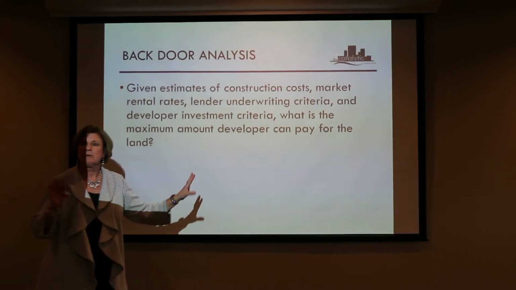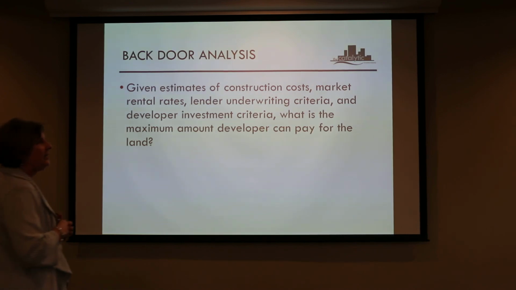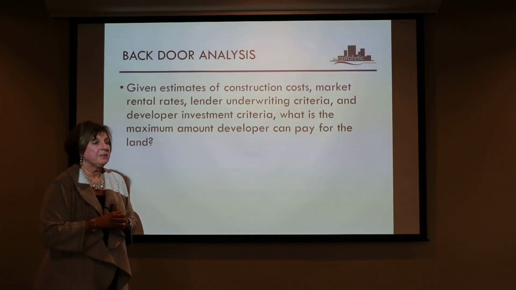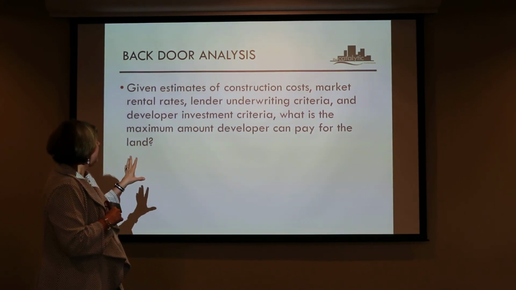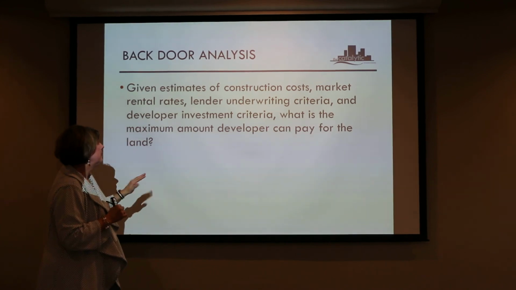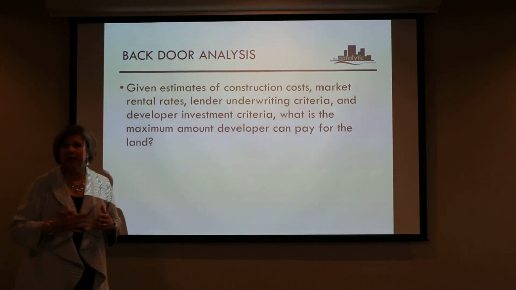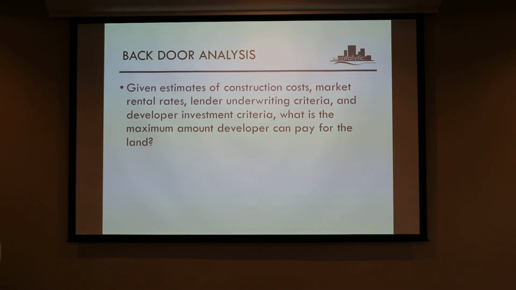So we're going to look at our backdoor analysis now. Okay, we have figured out that 2280 is kind of the required rent. And we've studied the market. And given all these things, now we're going to figure out how much can I afford to pay for the land. And here's a funny thing I keep hearing working in Covington.